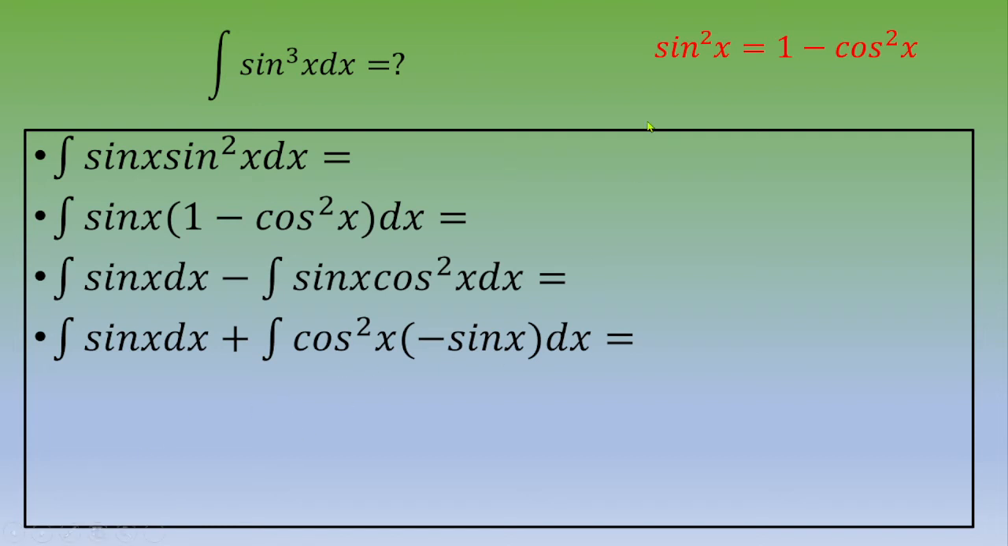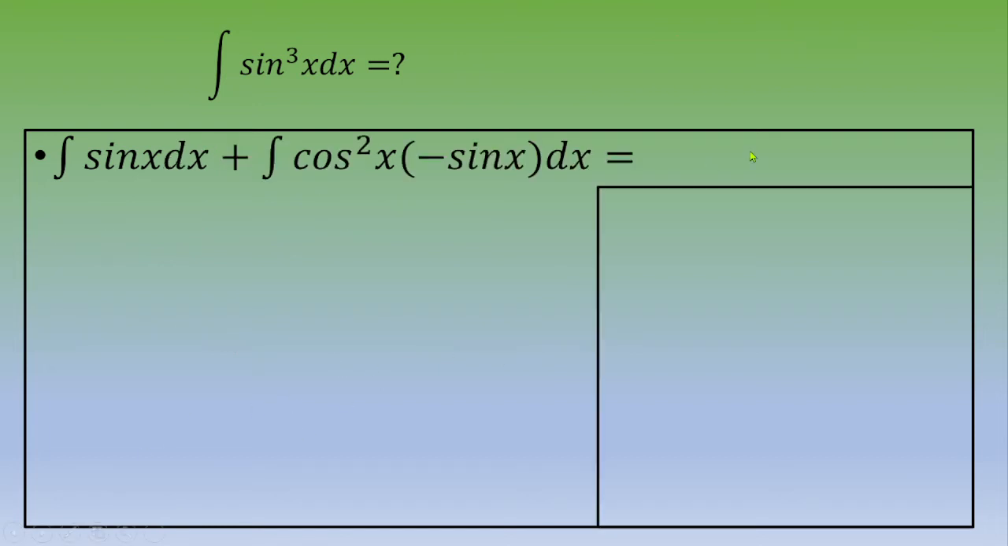So now let's solve this. We are going to calculate this. The first is easy to calculate, and the second we calculate with the method of substitution. Let's call u equals cos x. Then if you calculate du, this is negative sin x dx. Negative sin x dx is exactly the quantity you've got at the end of the second integral.